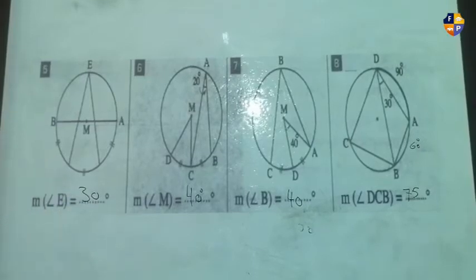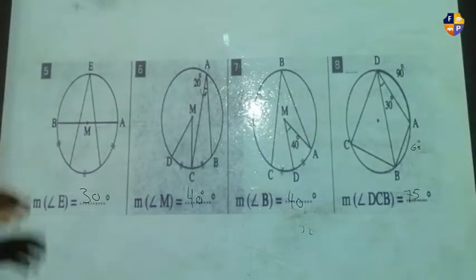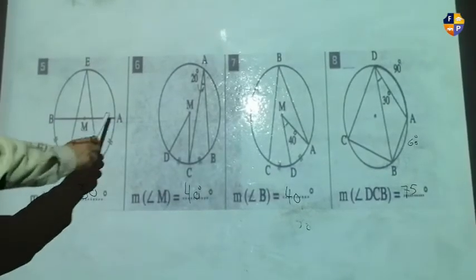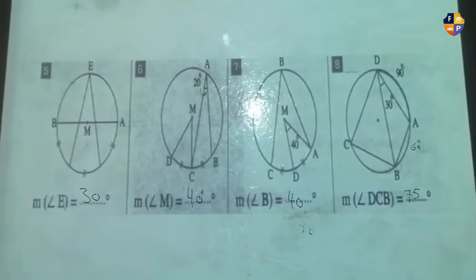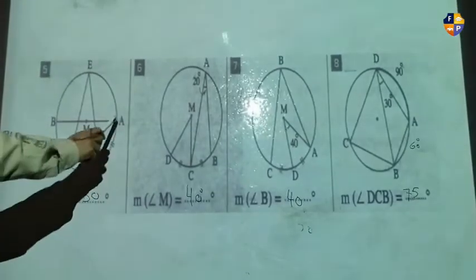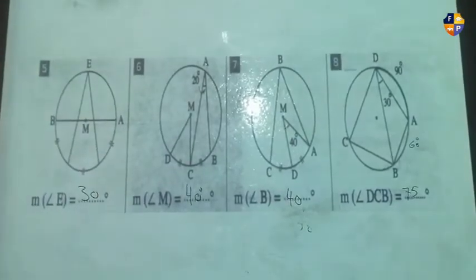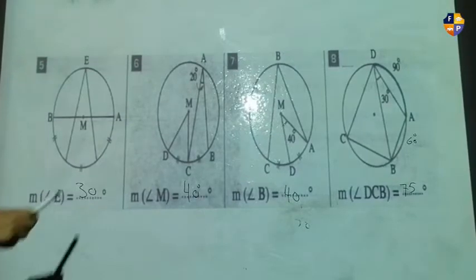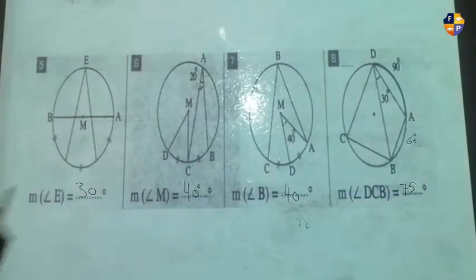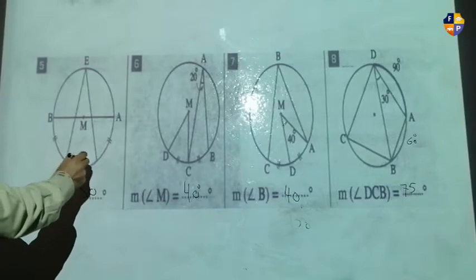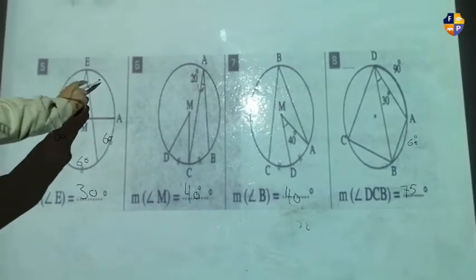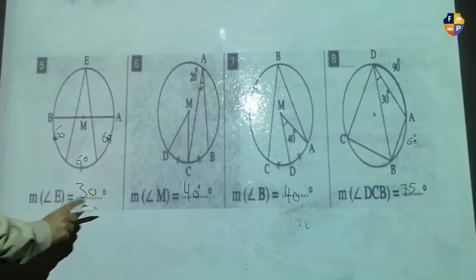Number five, in these figures, okay, the circle M, AB is divided in three. The arc AB measures 180. Then the arc equals 60 degrees. But the measure of E equals half of 60, equal to 30 degrees.